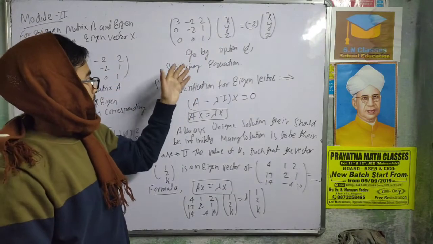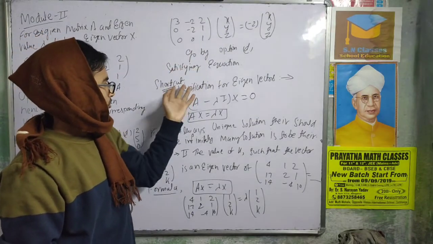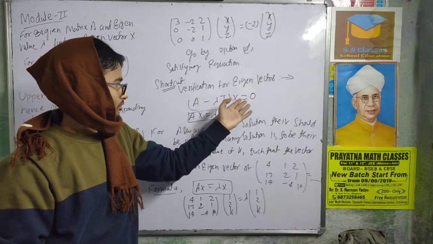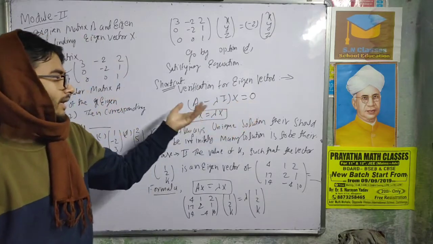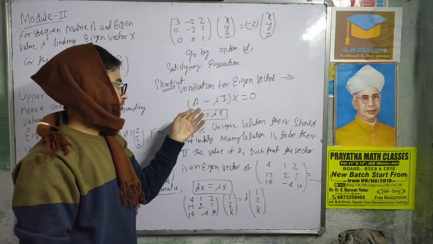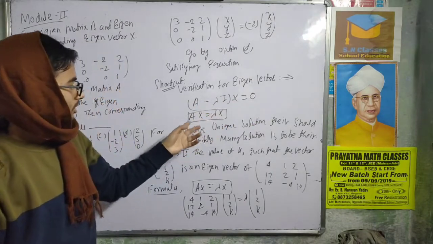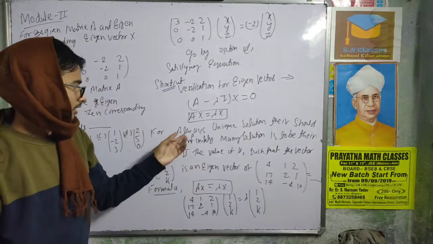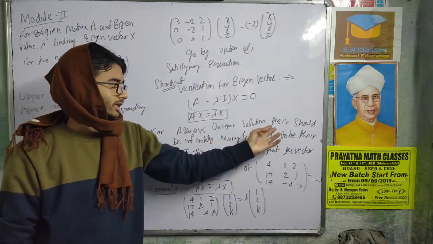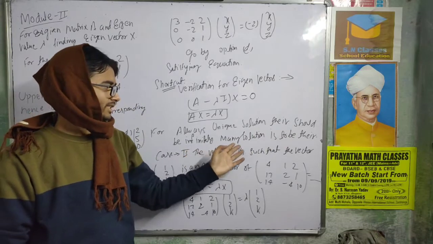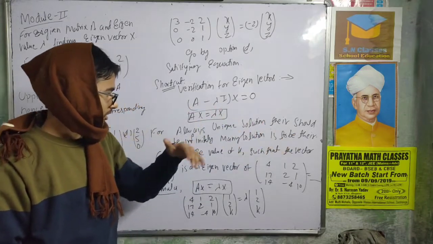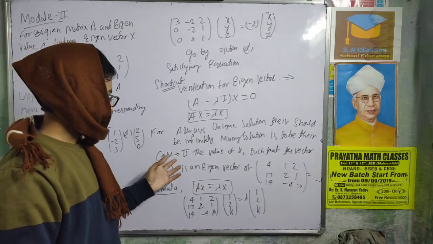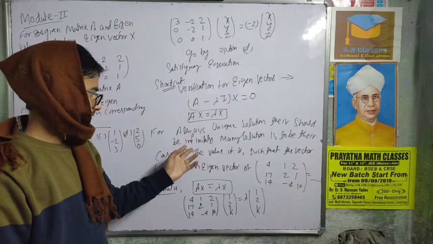Okay, the next question. As a shortcut for this question, the verification of eigenvectors is A minus lambda I times x equals 0. So A x equals lambda times x. You multiply A with x and it equals lambda times x. For a non-zero solution there should be infinitely many solutions, not always a unique solution. That is the answer for this case.